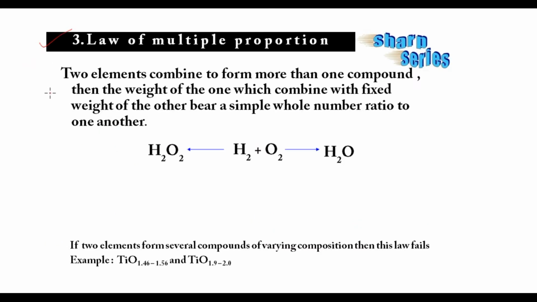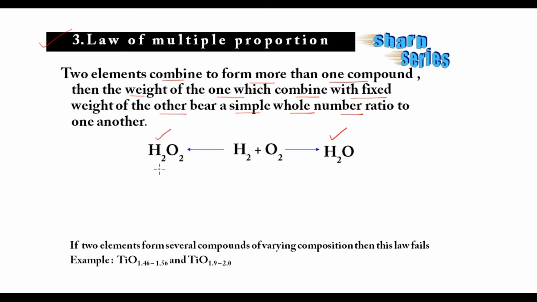Here we are going to discuss the law of multiple proportion. Note it: if two elements combine to form more than one product, then the weight of one of them which combines with a fixed weight of the other bears a simple whole number ratio. We take an example here. When hydrogen and oxygen combine, there are two possible products. One is water, another one is hydrogen peroxide.